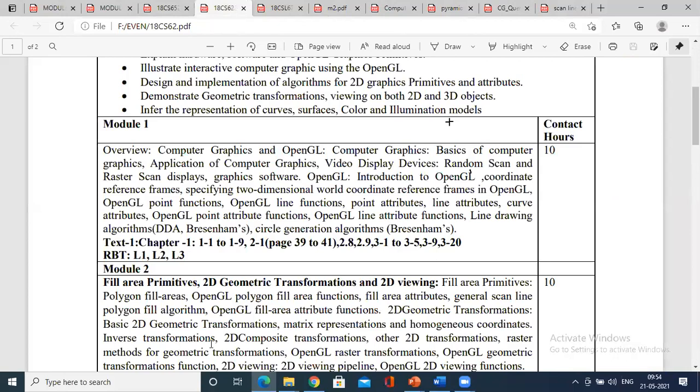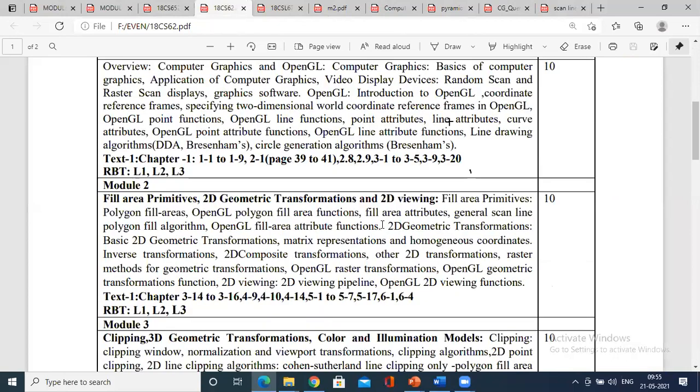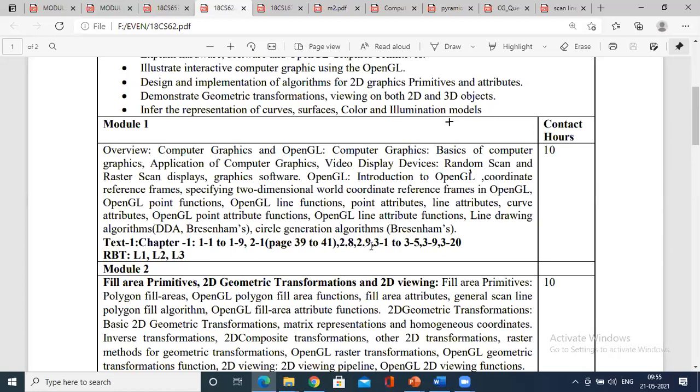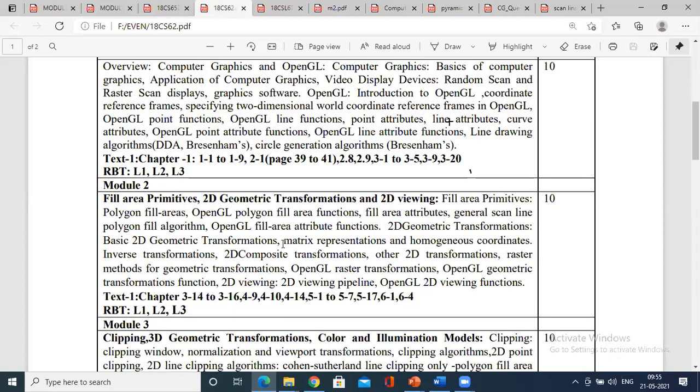For internals you have a portion till here, so that is OpenGL till here. So you might expect two questions, that is 25 marks, 25 marks from this module, and two questions from this part, 25 marks, 25 marks from this part. There is no mix of the questions of the modules. 25 marks or 25, 25 or 25.